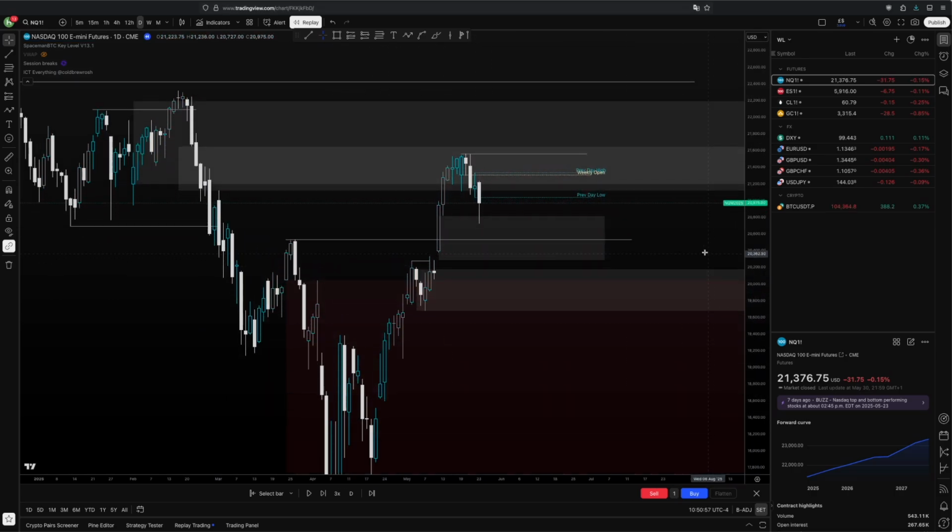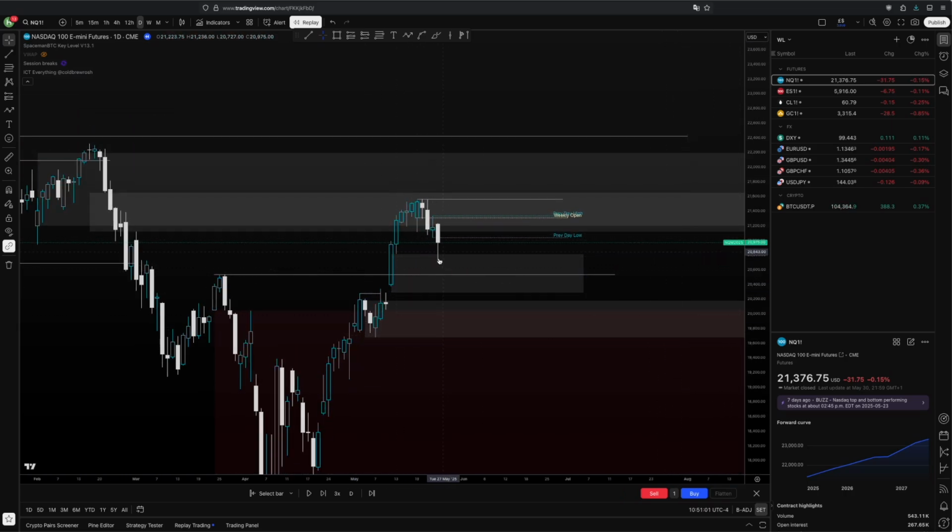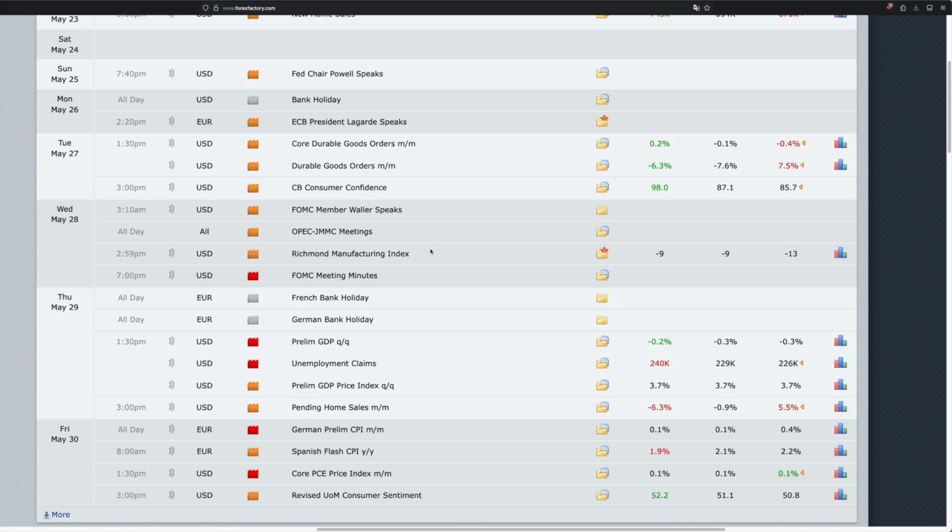Now, going back to this daily level over here, like I said, no telling which level is going to hold, so we just have to go down onto the lower time frame. If we look at Forex Factory here, this is for this week. Monday was a US bank holiday, so expect consolidation.